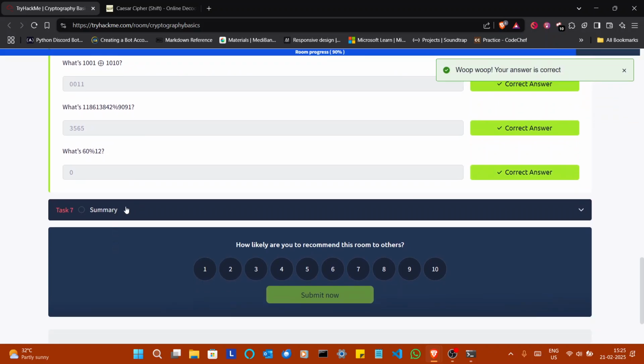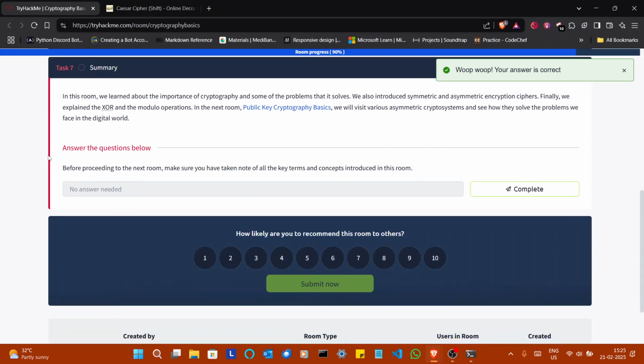Let's move to task number 7, summary. In this room we learned about the importance of cryptography and some of the problems that it solves. We also introduced symmetric and asymmetric encryption ciphers. Finally, we explained the XOR and modulo operations. In the next room, public key cryptography basics, we will visit various asymmetric crypto systems and see how they solve the problems we face in the digital world.